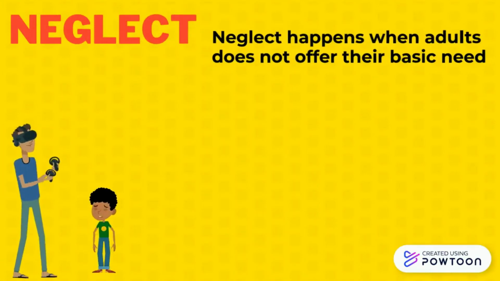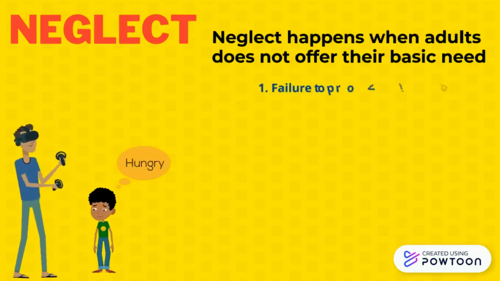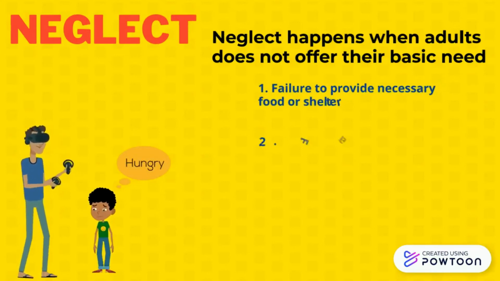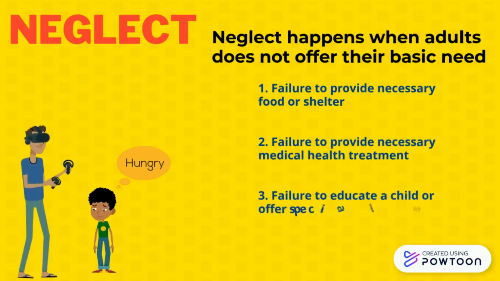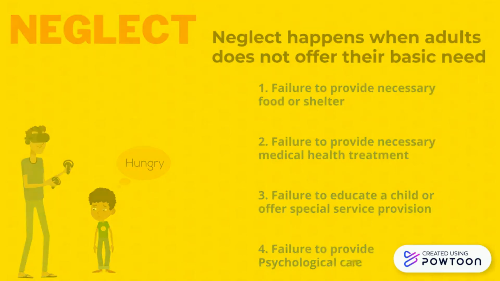Neglect. Neglect happens when adults do not offer the basic needs. Failure to provide necessary food or shelter. Failure to provide necessary medical health treatment. Failure to educate a child or offer special service provision. Failure to provide psychological care.